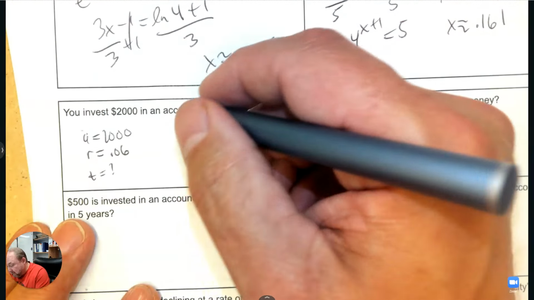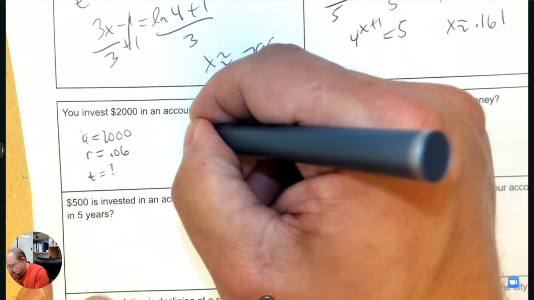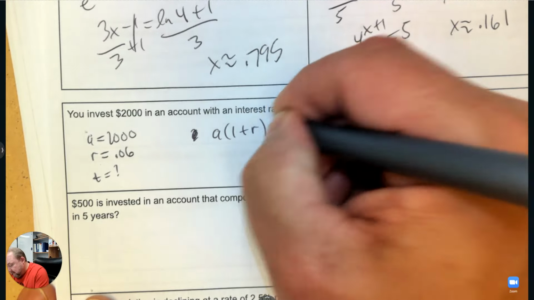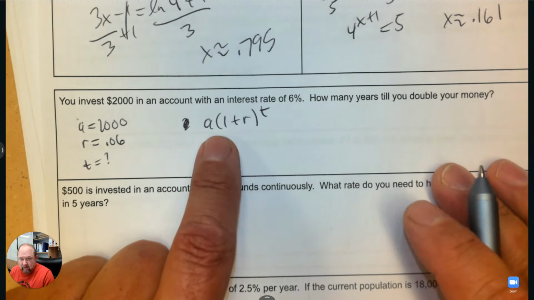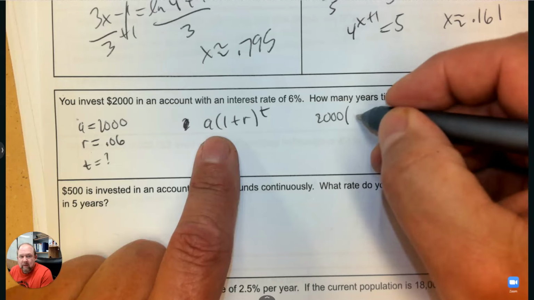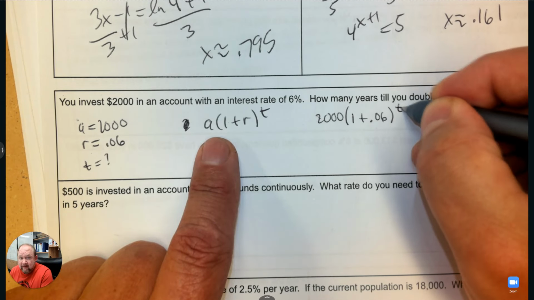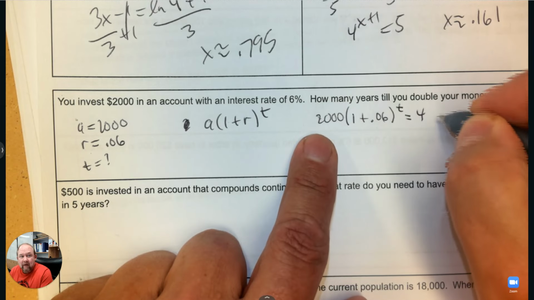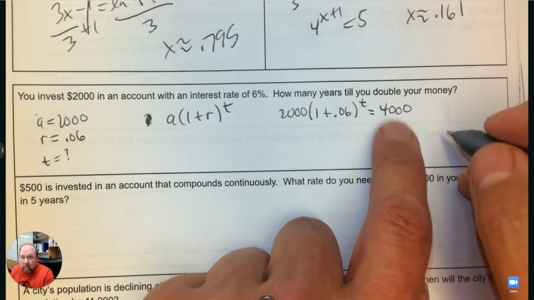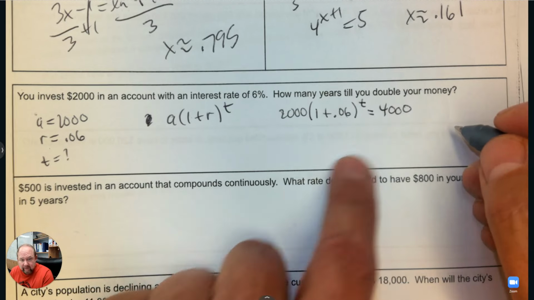So we have this formula. Let me see again, because it's growing, so we have that exponential formula. This is what we know. We know 2,000. We know 1 plus 0.06. We don't know how much time. And we want to double our money. So instead of 2,000, doubling it would mean how long would it take to become 4,000? So our formula, our setup, and what it's equal to. Then I need to solve this.